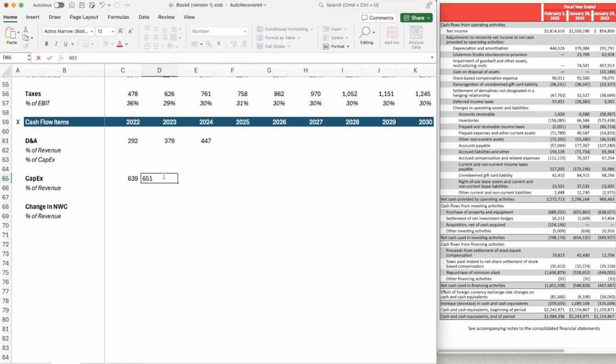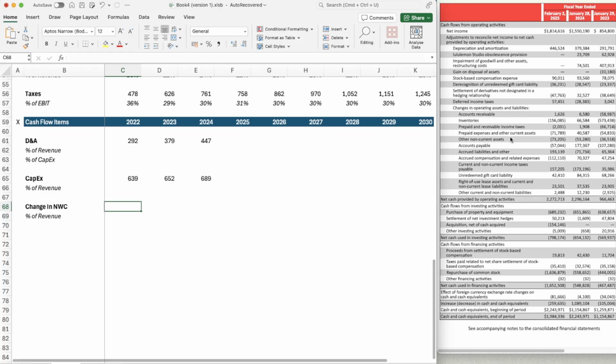$651. Then the change in net working capital. Oh, it's going to take ages. Okay, so remember all of these, you just sum them basically. Some of them are negative, some of them are positive. So let's get started. Equals, remember, we have to put the point in because this is in thousands, we're working in millions.